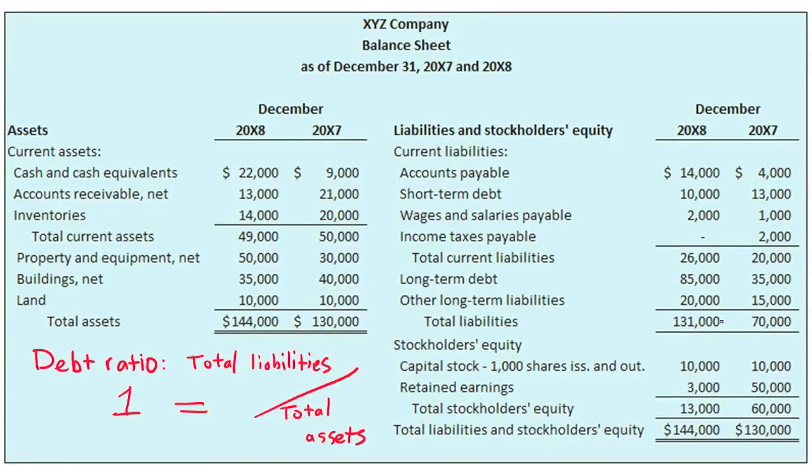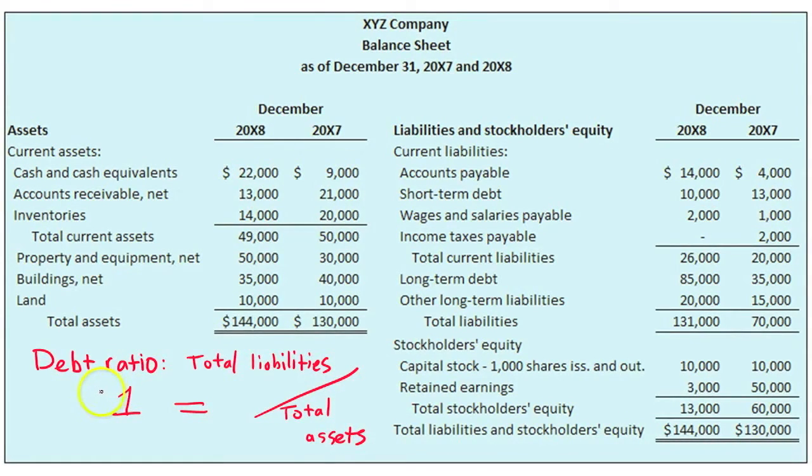If the debt ratio is greater than 1, it would indicate that for every $1 of asset, the company has more than $1 of liabilities. This is not a good situation, and the company would be described as being technically insolvent. This is an example of leverage going out of control.